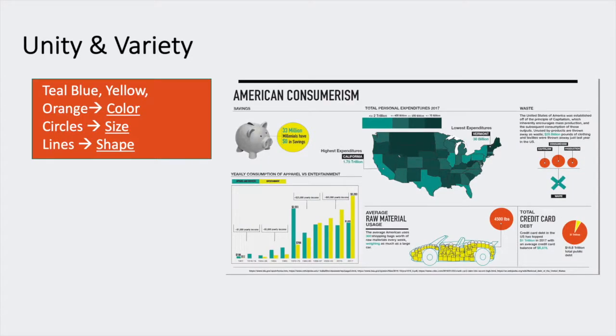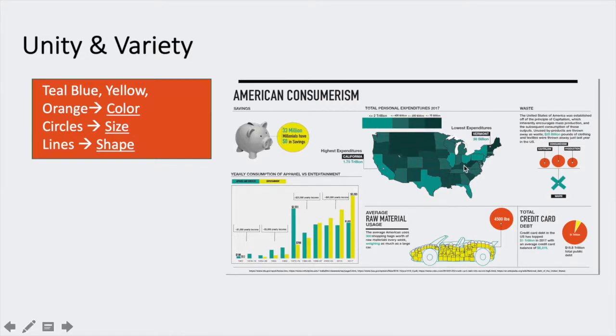Variety is also expressed in the size of the circles that I use to highlight information. They're also filled with different colors, which creates recognizable patterns of the circles containing some more important information, but it adds variety by encoding the different information differently using size. As you can see here, consumerism is larger because it's more important.